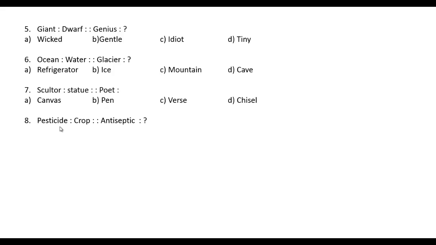Here is the next question: pesticide is to crops, whereas antiseptic is to what? Pesticide protects the crop from the insects, and antiseptic protects the wound from the bacteria or the germs. So here the correct option will be A. Clothing is not the correct answer, because antiseptic does not protect clotting, bandage or bleeding, but it protects the wound from the germs, since pesticide protects the crop. So you have to see the relation between the first two words, and then search for the fourth one.